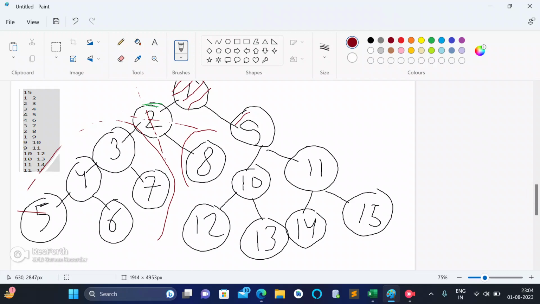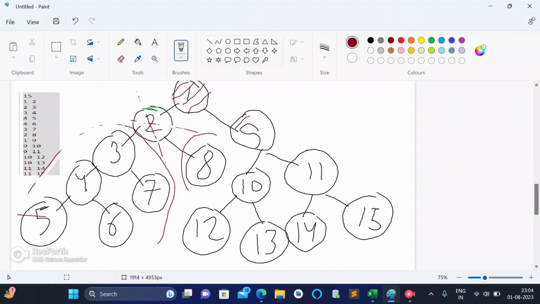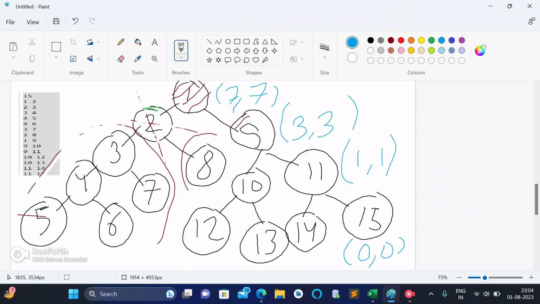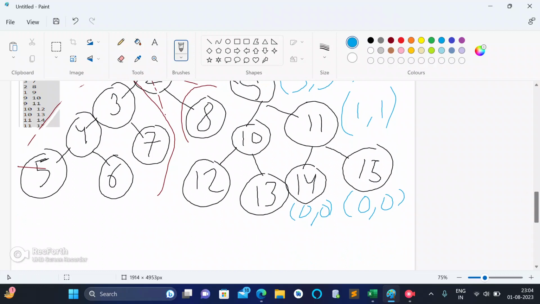Okay, let's say this is our tree given to us. So our approach to this question is, at every node we will check how many nodes are present right of it and how many nodes are present left of it. We can see in 1, 7 nodes are present right of it and 7 nodes are present left of it. In case of 9, 3 and 3. In case of 11, 1 and 1. In case of 15, 14, and 13, 0 and 0.